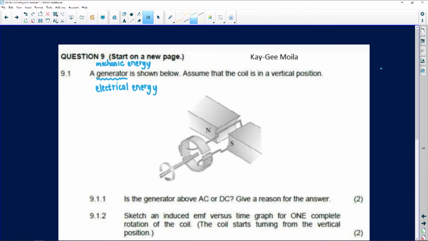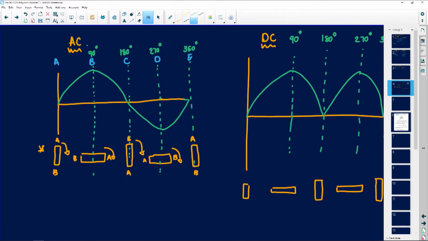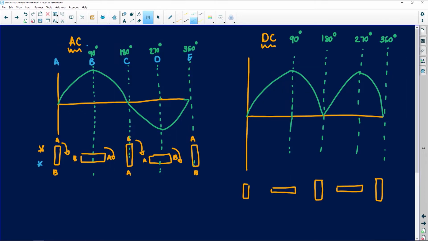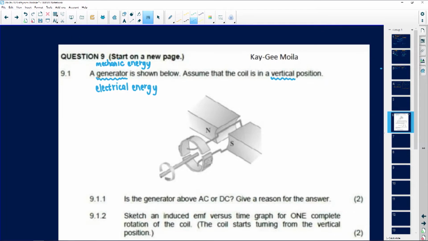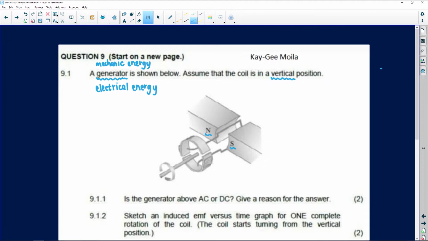Now assume that the coil is in a vertical projection. What does this tell us? I want us to go back to my drawings here. This is where we must take into play, remember, as it is turning, it's either perpendicular, so either the magnetic flux is at a minimum or at a maximum, depending on the position. So what else are they telling us? It is in a vertical position. I've got my magnet here, which is my north, and my south. I already know my magnetic field moves from the north to the south.